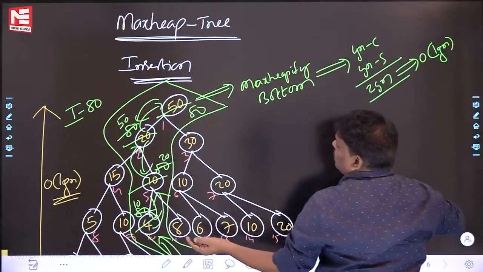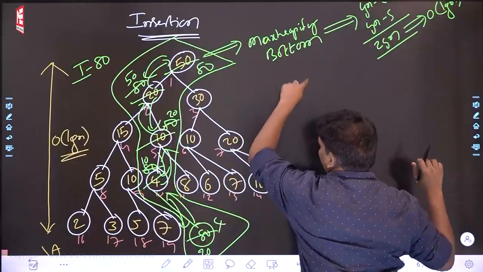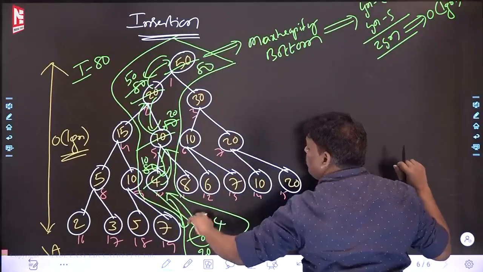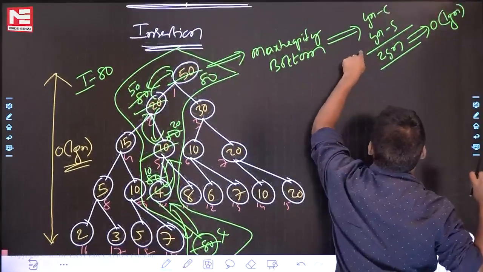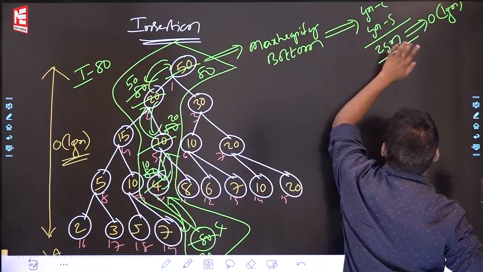After insertion is over, you have to adjust. That is going to be the max heapify bottom algorithm you are applying. So everywhere: problem, swap, compare, swap, like that. Log n comparisons, log n swaps, totally 2 log n, finally log n.